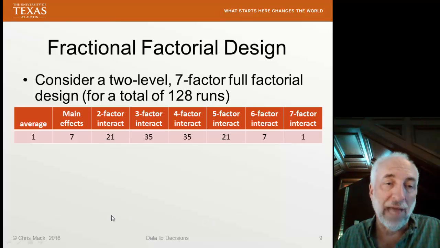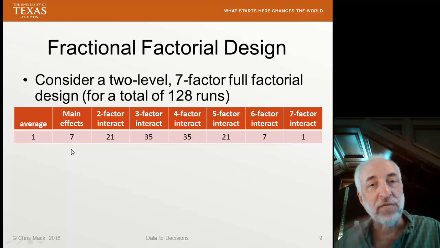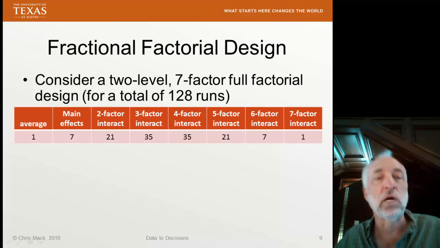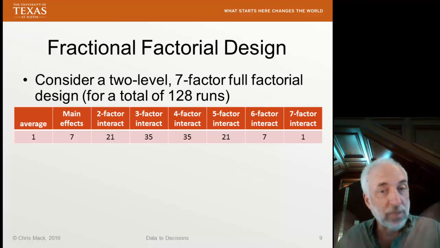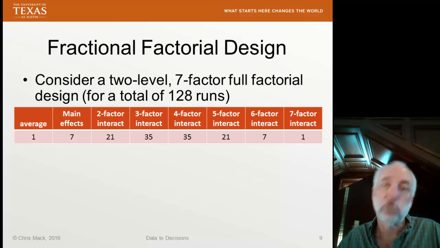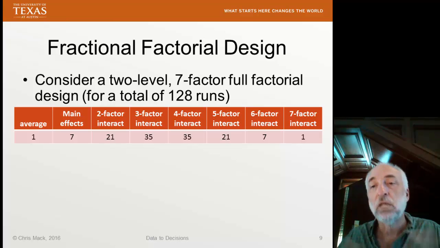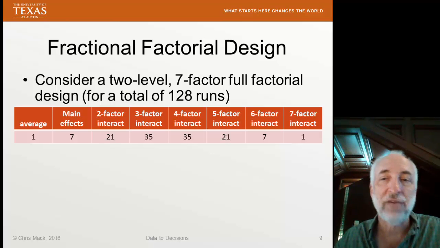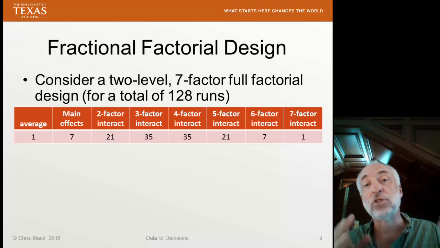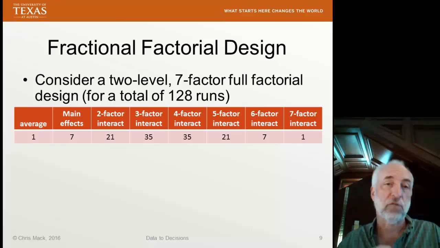All right, there's going to be one overall average. Right? There's going to be 7 main effects, that is the effect of each variable by itself. But then there's a total of 21 2-factor interactions. And we could extract information about all 21 of those 2-factor interactions. There's going to be a total of 35 3-factor interactions, 35 4-factor interactions, 21 5-factor interactions, etc. And of course, 1 7-factor interaction. All information about all these interactions are present if we do the full factorial design.